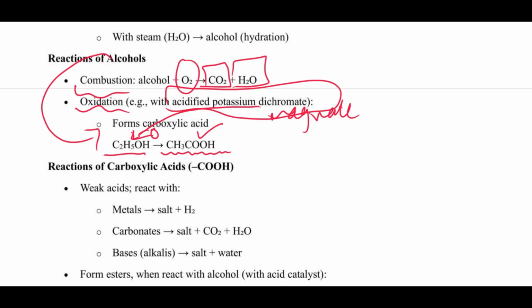This is not combustion. Why can we not call it combustion? Because here the oxygen is not present in the form of a molecule. We are just using a monoatomic oxygen ion. Okay, so you will get carboxylic acid. Don't get confused between the combustion of alcohol and the oxidation of alcohol. Oxidation of alcohol will always produce carboxylic acid, and the combustion of alcohol will always give you carbon dioxide and water.